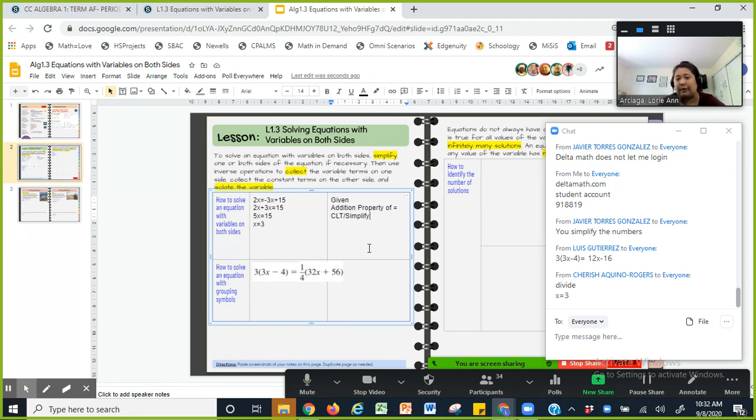then you just put simplify. And according to Cherish, she divided both sides by 5. So when she did that, she divided the left by 5 and she divided the right by 5. So if you do something on both sides, then that's a property. So division property of equality.